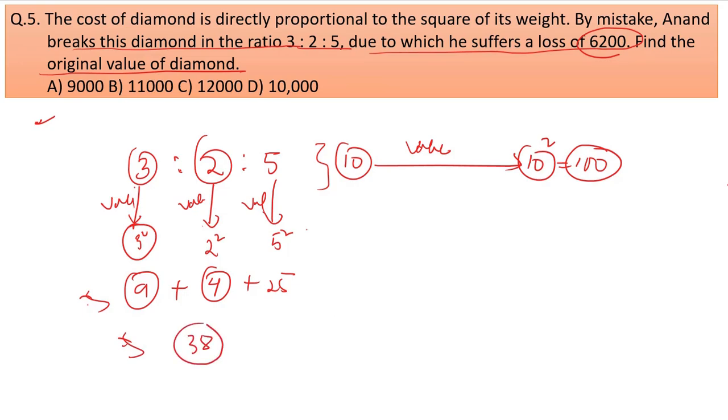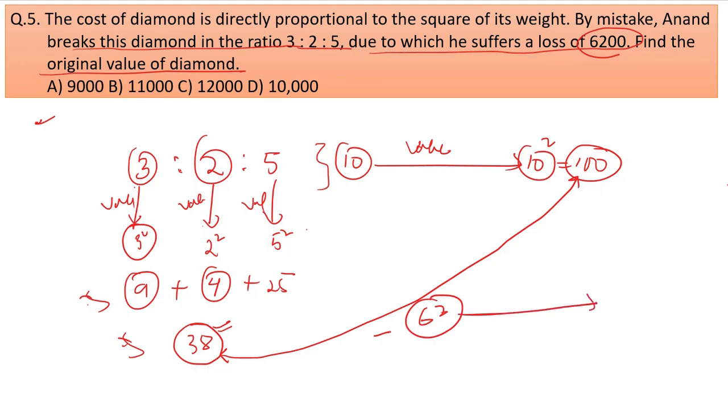38. Now Anand is getting his diamond's value as 38. In the beginning it was 100, but after breaking, its value is 38, so it has decreased by 62 units, and these 62 units are rupees 6200 according to the question. Therefore 62 units is 6200, so the original value of 100 units is 10,000. So option D is our correct answer.